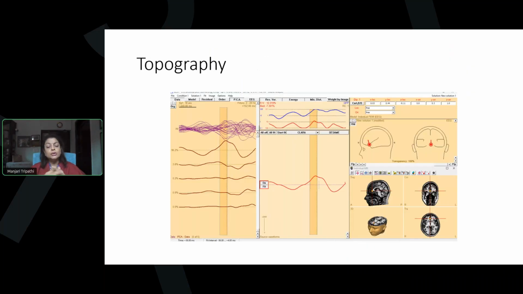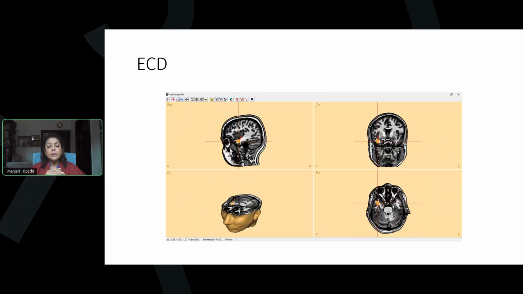You can do a topographical mapping of the spikes, and you can see here that has been done for that particular patient. And then you can do an equivalent current dipole modeling, where you can look at the location, the spatial orientation, as well as the source of the spike. And you can overlay it with the MRI, which will give you a good localization because it's fused with the MRI. So this is the electrical source imaging.